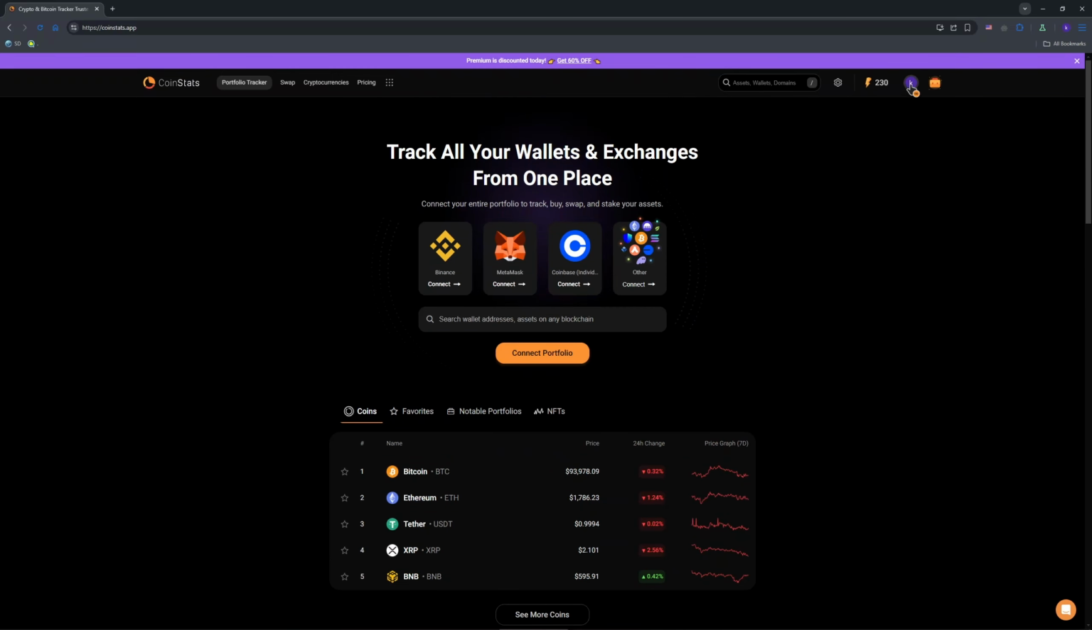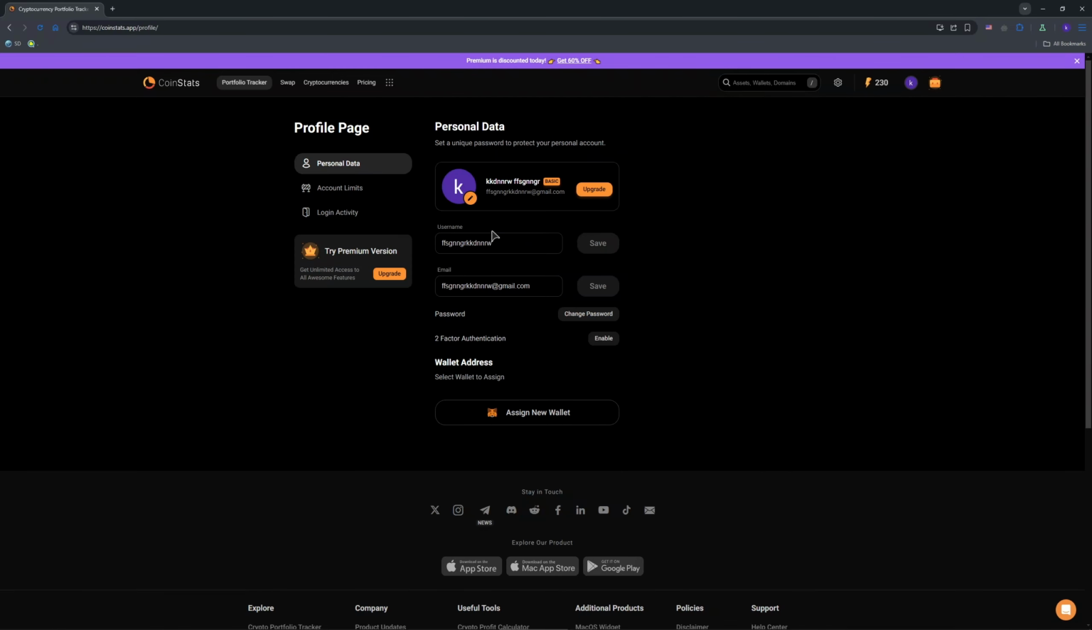So as you can see, if I go to my profile, I need to assign a new wallet. I do not have a wallet connected to this service.